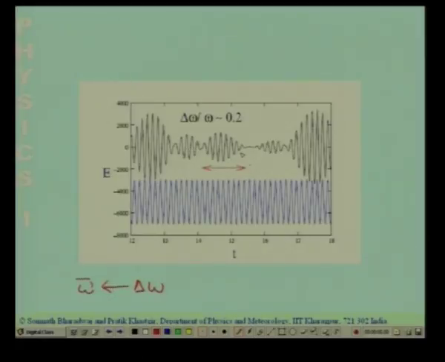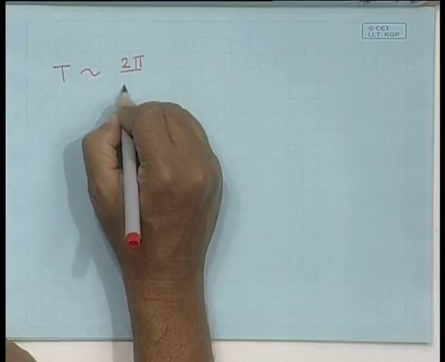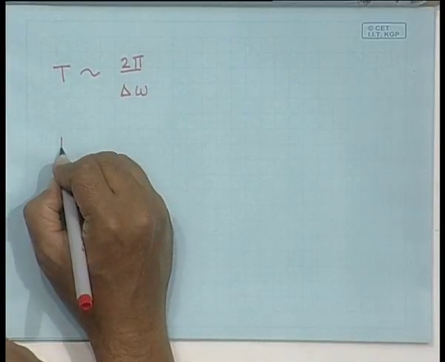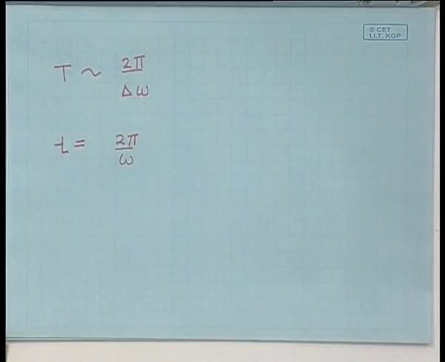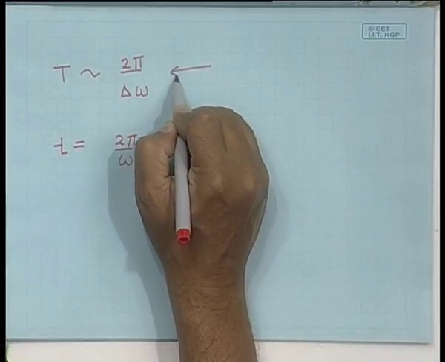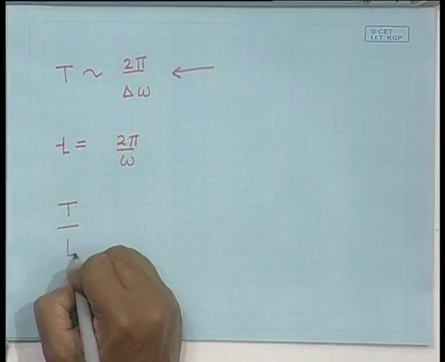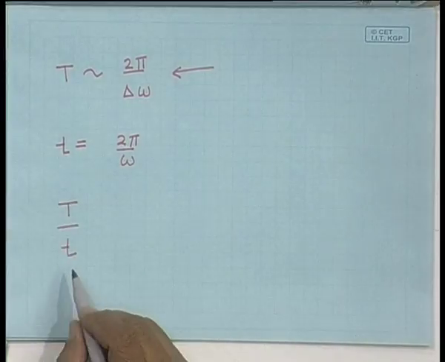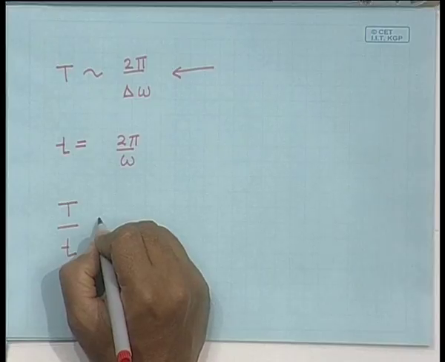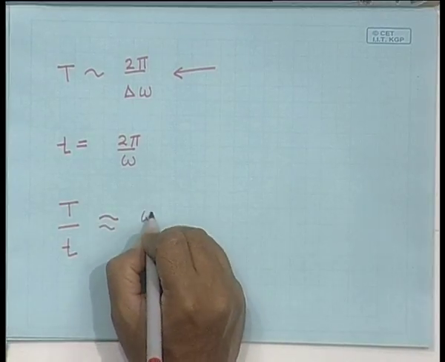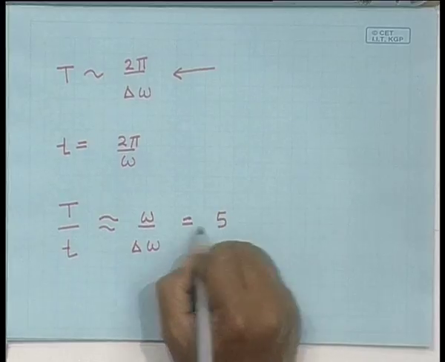So, the amplitude changes on a time scale approximately 2 pi by delta omega. The fast oscillations occur on a time scale 2 pi by omega. The question we are asking is, in this time scale, how many oscillations do we expect to get? So, capital T by small t would tell you the number of oscillations you would get on the time scale at which the amplitude changes, and this is of the order of omega by delta omega, which in this case is 1 by 0.2, which is of the order of 5.